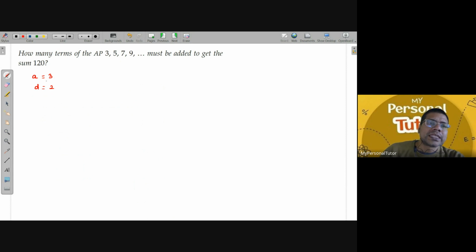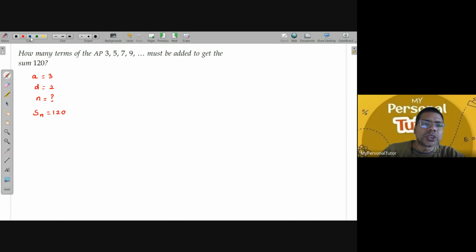Now, what are they asking you to find? The value of how many terms? Means they are asking the value of n, right, Arohi? Yes. They are asking the value of n, yes or no? Yes, sir. And what they have given, the sum of n terms is given to you as 120, right, Arohi? Yes, sir.